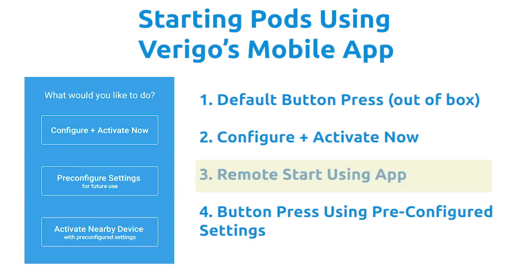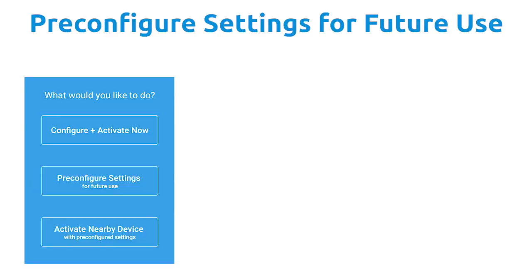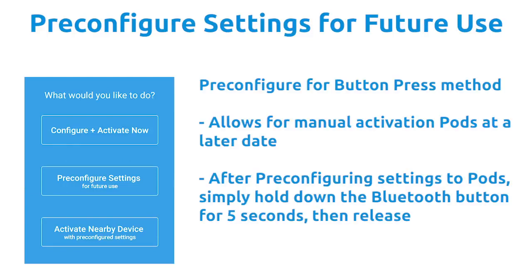In this guide, we will show you how to activate pods using the pre-configure settings for future use method via button press. By using the pre-configure settings for future use method, users can write settings to their pod now, but start the pod with those saved settings at a later date. One way to start the pod at a later date is via the button press method, where users simply hold down the Bluetooth button on the pod for 5 seconds, then release.